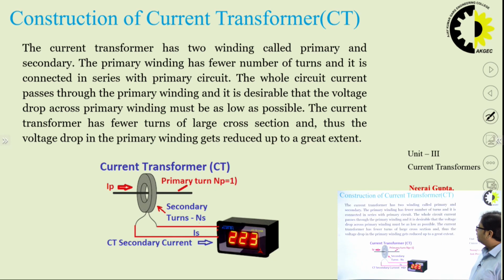The current transformer has two windings, called the primary and the secondary winding. The primary winding has fewer turns, while the secondary has a larger number of turns. It is connected in series with the primary circuit, and the whole circuit current passes through the primary winding, so it is desirable that the voltage drop across the primary winding be as low as possible. The current transformer has fewer turns of large cross section, and thus the voltage drop in the primary is reduced to a great extent. So, this is a description of the current transformer.